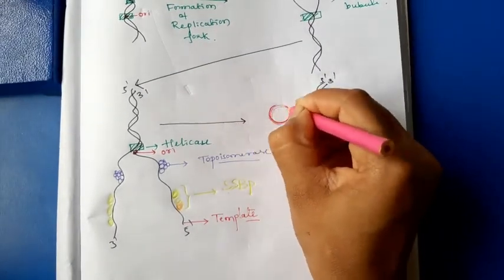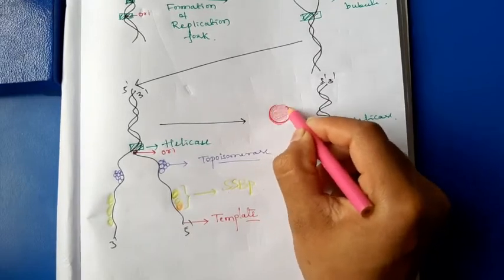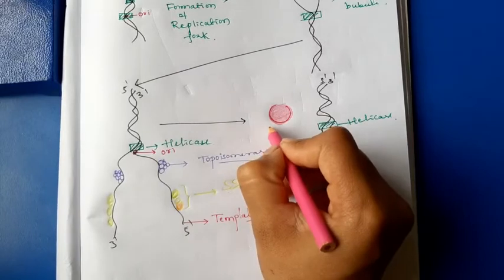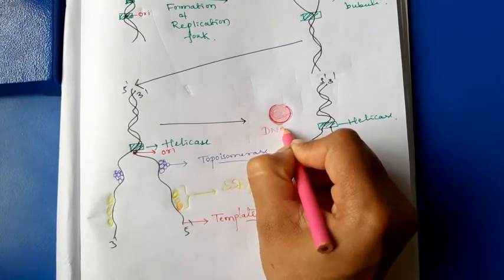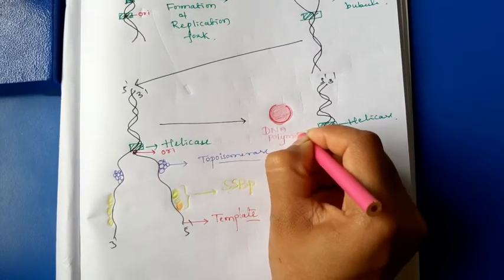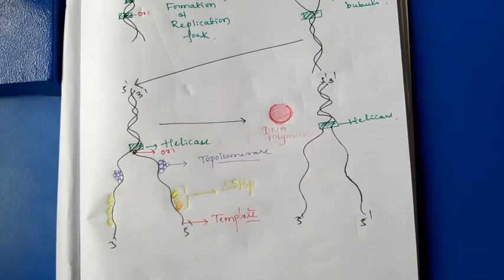Just after that, wait guys, I will use another color pencil. I hope I am using the pink one. I hope many of the girls will like this. This is the DNA polymerase, the hero that has entered. Okay, there are some rules for the DNA polymerase.